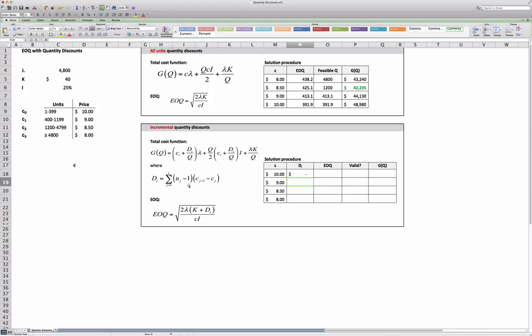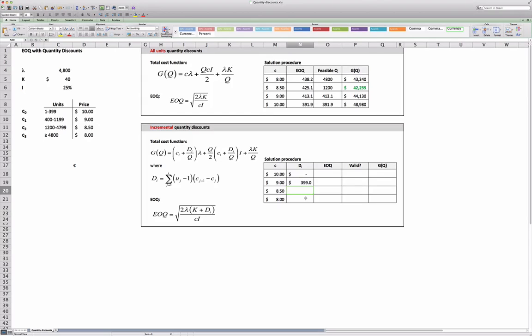And that is exactly what this formula right here tells me. We can simply implement this here. U sub j is simply that quantity discount break, or in this case 400 units, minus 1, times the difference between the higher price and the price we are currently looking at. So the higher price will be $10 in this case, minus now the discounted price of $9. And you can see that we are looking at this $399 that we mentioned.